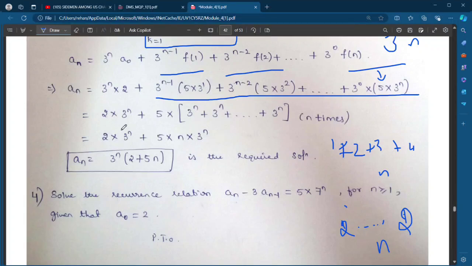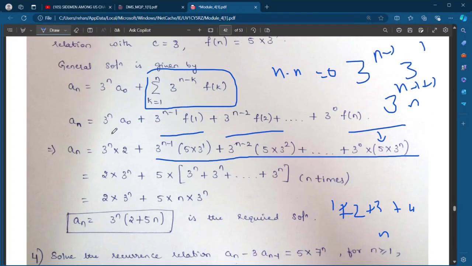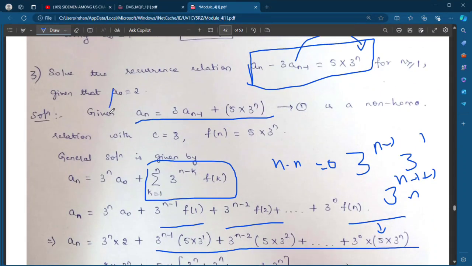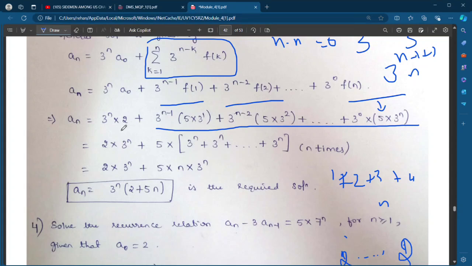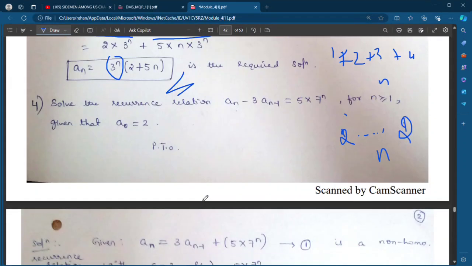So now what I have is 2 into 3 power n. So here 3 power n into a naught. The value of a naught they have given in the question, that is 2. So 2 we have substituted. So 2 into 3 power n plus 5 into n into 3 power n. Now again you see here and here what I can take common, that is 3 power n. So I am taking 3 power n common. So remaining is 2 plus 5n. So that is my actual required solution, or the general solution.